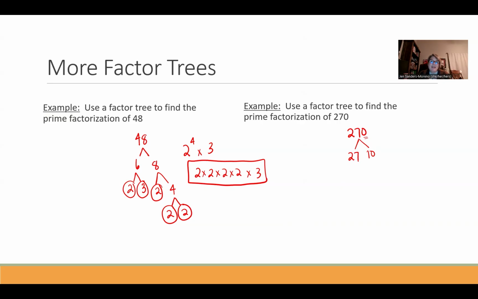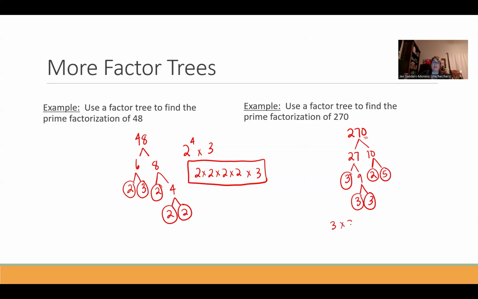Now, some students may see that 27 and think it might be prime, but it's not. That's three times nine. That three is prime. The nine is not prime. Nine is three times three. And then 10 is two times five. All right. So I've got three threes, a two, and a five.